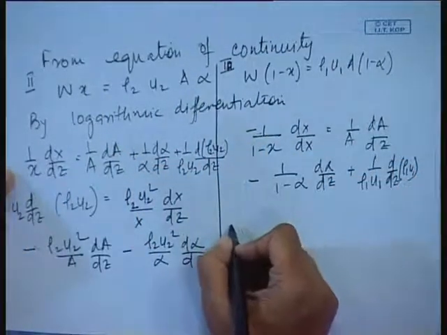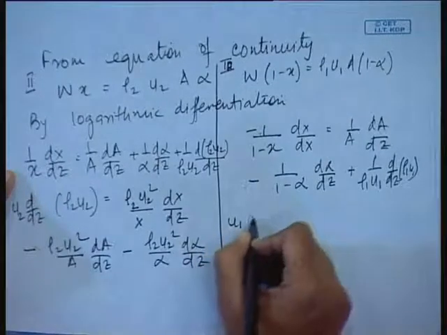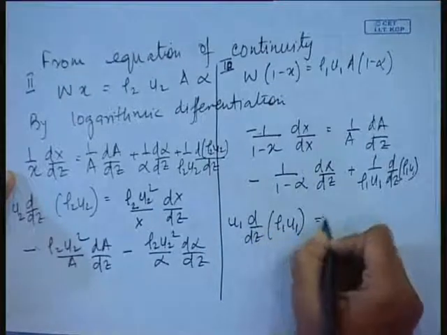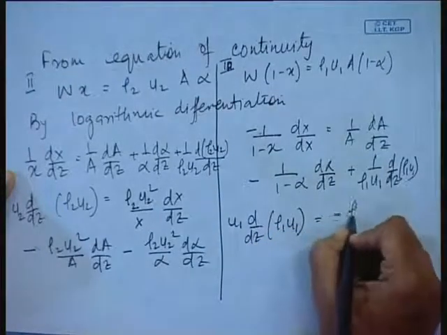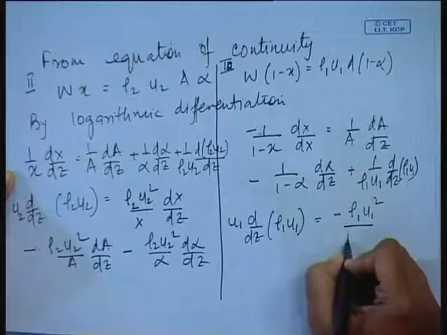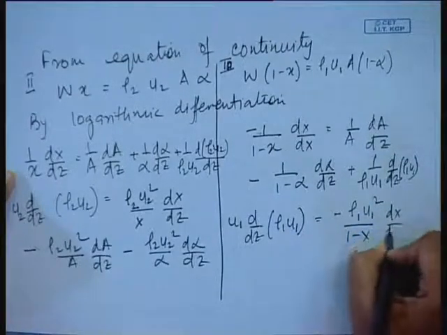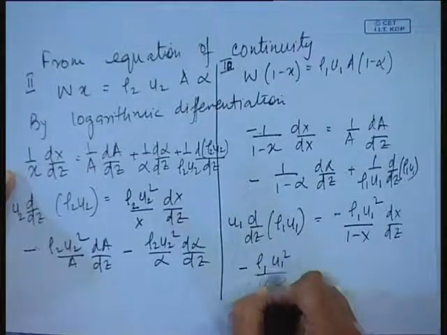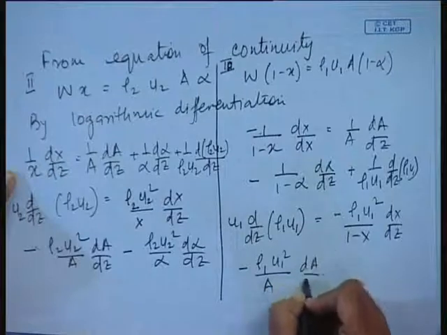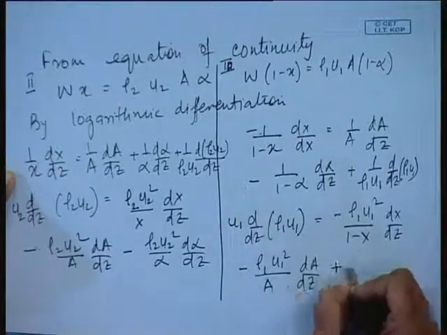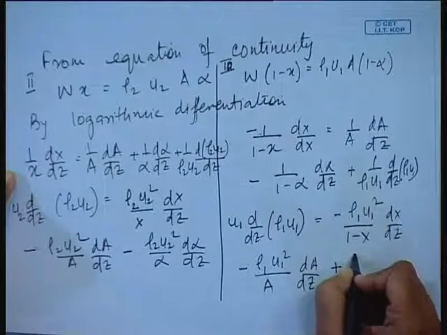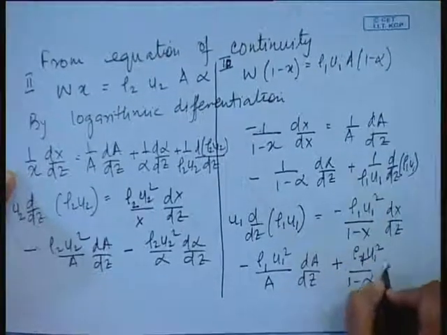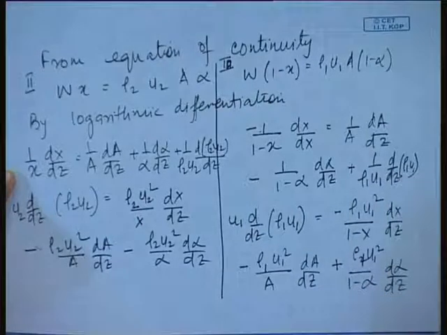So, in this particular case also, if you write u 1 d dz of rho 1 u 1, we would get minus rho 1 u 1 square by 1 minus x dx dz. Again here minus rho 1 u 1 square by a dA dz. In this case plus rho 1 u 1 square by 1 minus alpha d alpha dz, right?